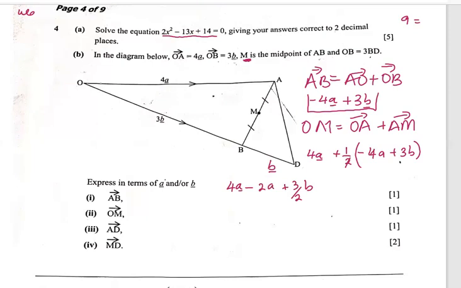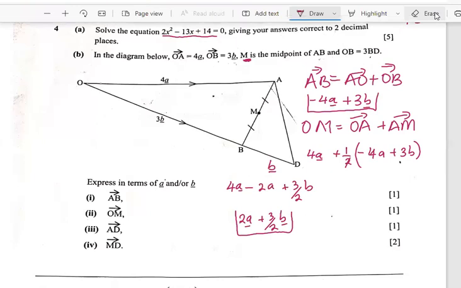Then we work out these like terms here. So it will be 2a plus 3 over 2b. So this is what is going to be the answer to the second question. All right. That's what will be the answer to the second question. I hope we get it.